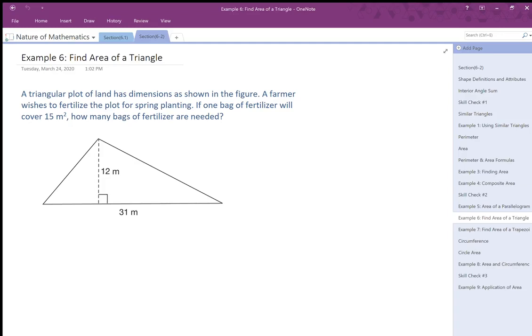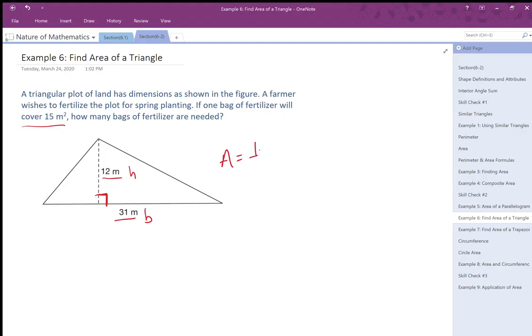Find the area of a triangle. This is a triangle plot of land, has the dimensions shown in the figure. A farmer wishes to fertilize the plot for spring planting. If 1 bag of fertilizer covers 15 square meters, how many bags of fertilizer will be needed? First, we want to find the area. This is the height, this is the base. We said that those numbers are connected by the right angle.